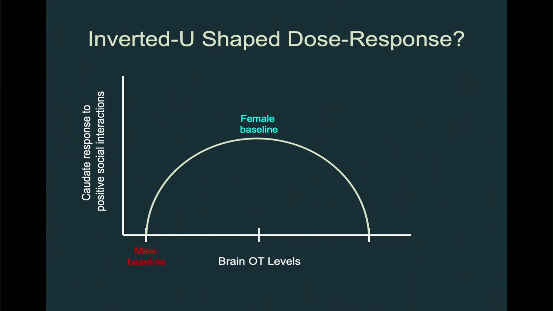than men do. And so our suggestion is that when we give men 24 units of intranasal oxytocin, we push them up to the level of women at baseline, but when we give women more oxytocin, we kind of push them over the edge back down to the level of men.